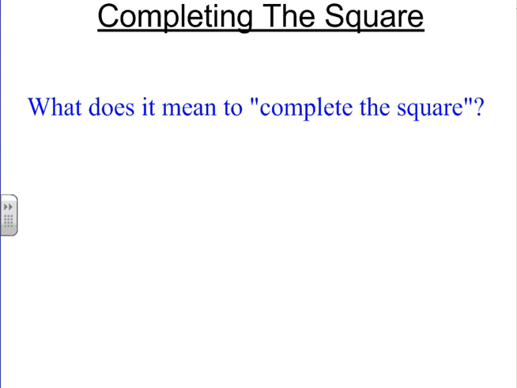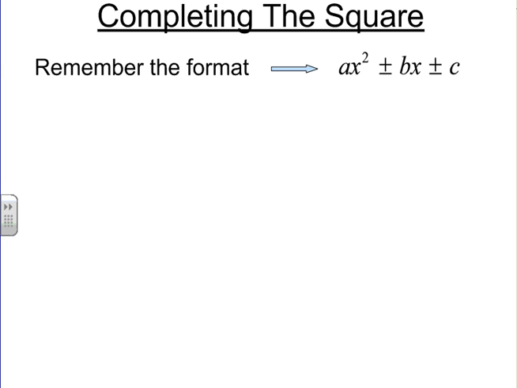Completing the square. What does it mean to actually complete the square? Well, this is a form or way in which to solve quadratic equations. So we have to remember the format for a quadratic equation, ax squared plus or minus bx plus or minus c. When it's in the standard form, we're able to find a way to solve for this, to find out what it equals, where the answers are, where the graph crosses the x-axis.